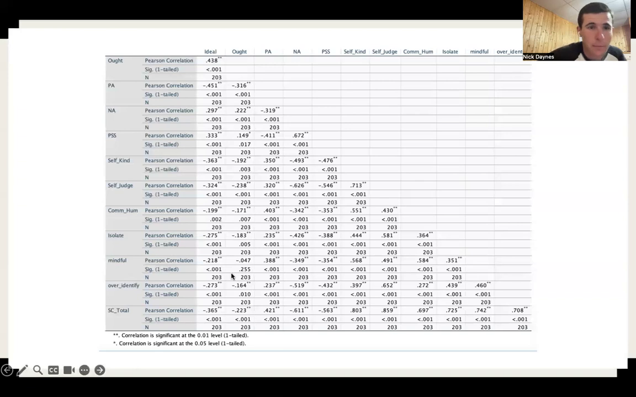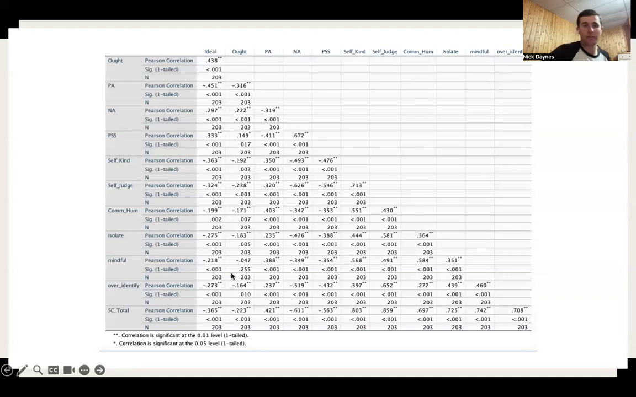So, for example, and I'll list a few. Self-compassion was extremely correlated with negative affect and perceived stress. So self-compassion had a negative 0.6 correlation with negative affect and a negative 0.56 with perceived stress.